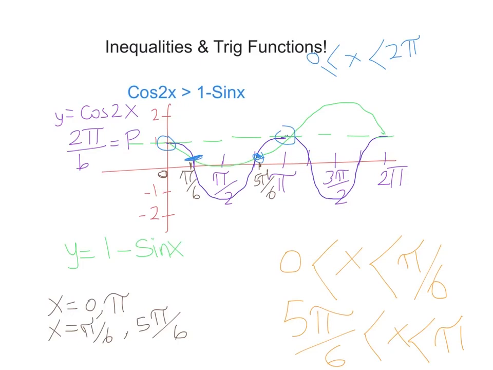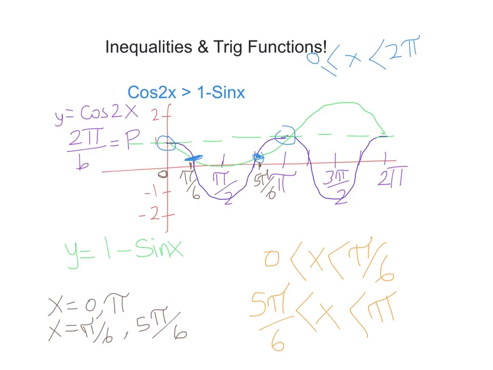Although 0 is included in the restriction, that's where the graphs are equal, not one greater than the other, so I'm not going to include that because of the sign right here. I wrote it a little better there. And that's it. Thank you.